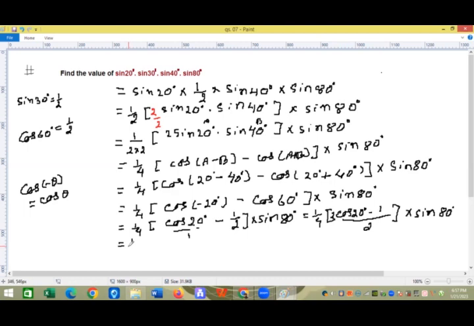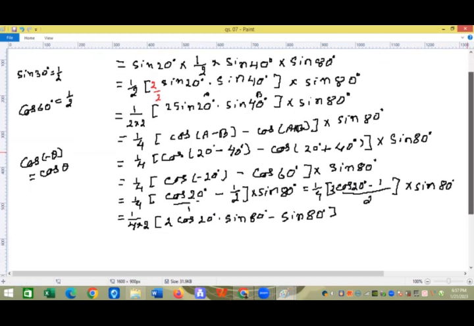So it is 1 by 4 times 2 in the denominator, and here we have already 2. And now what we do actually is that we multiply the bracket by this sine 80 degrees. So this is 2 cos 20 degrees, and then it is sine 80 degrees, and then it is minus 1 times sine 80 degrees, sine 80 degrees. Okay, so let me use a few more space over here.